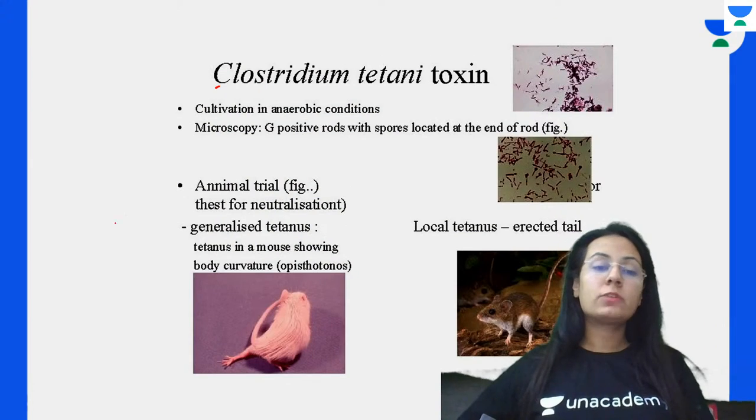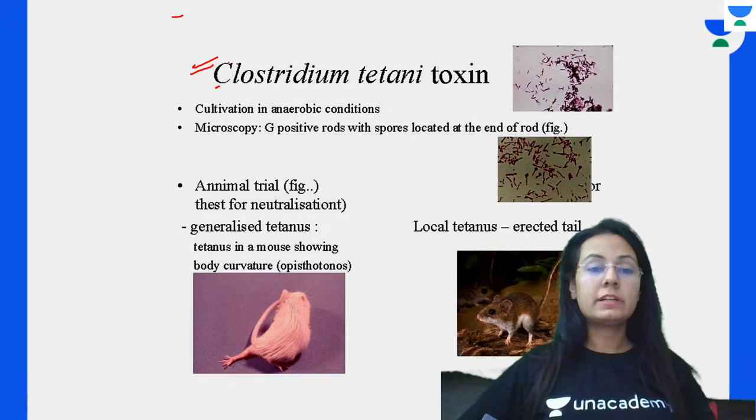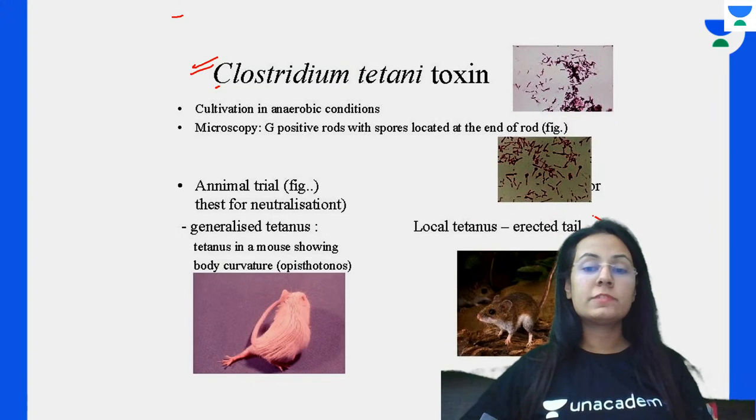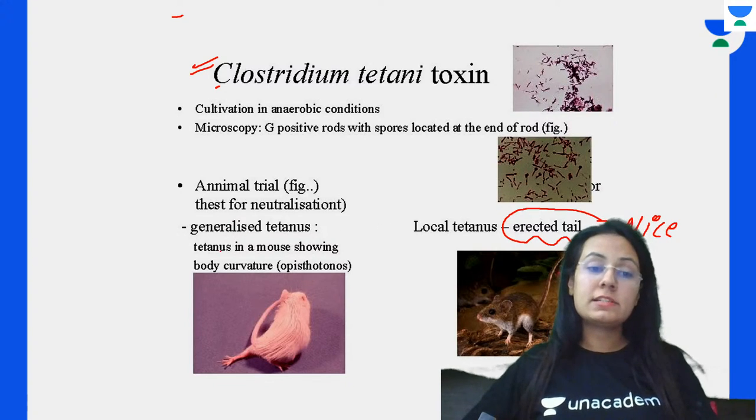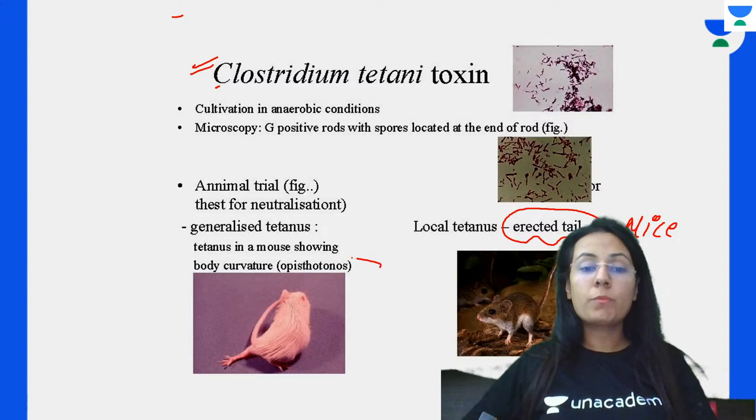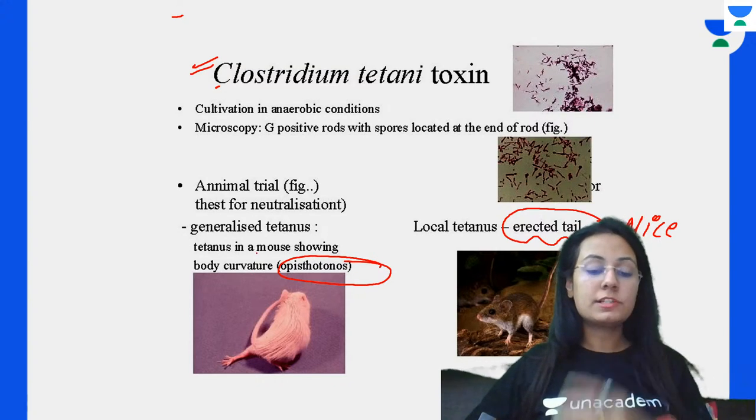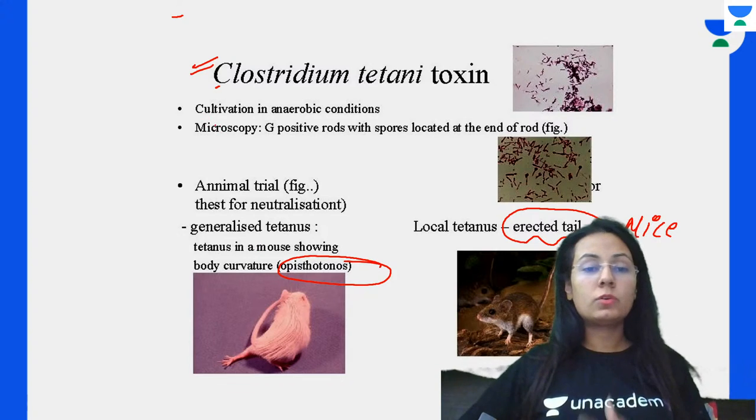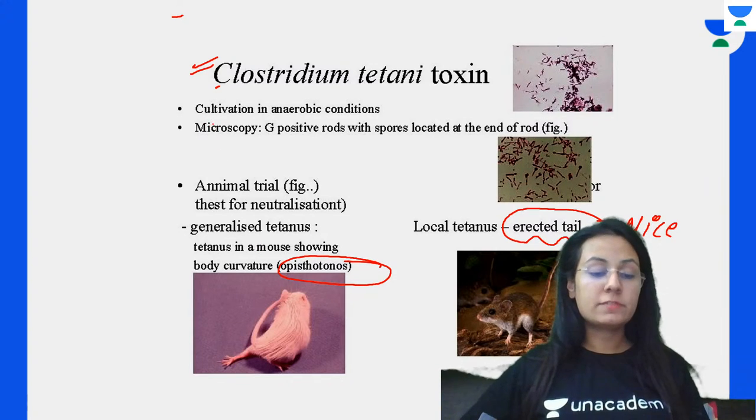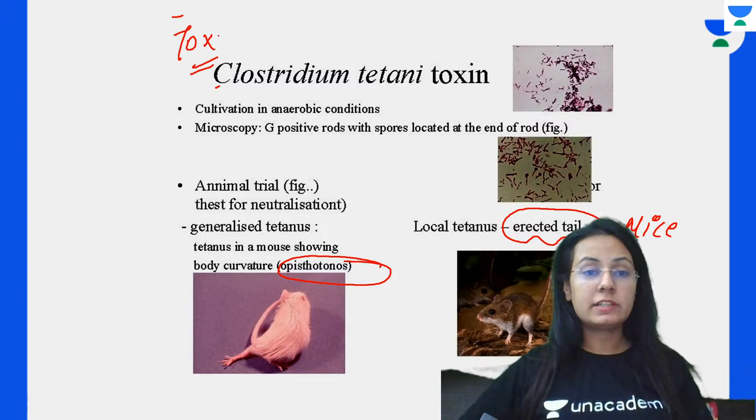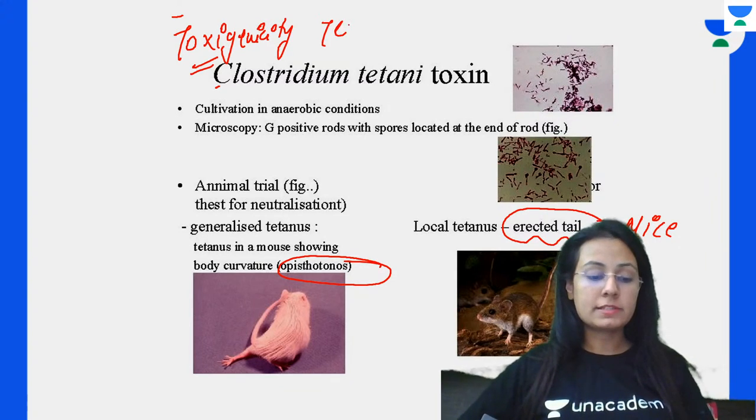Now, when we do the diagnosis for the toxin of Clostridium tetani, for the local tetanus we check for the erected tail of the mice. And for the generalized tetanus toxin, we see the opisthotonus position of the mice. That is by the culture and growth of Clostridium tetani in the mice.